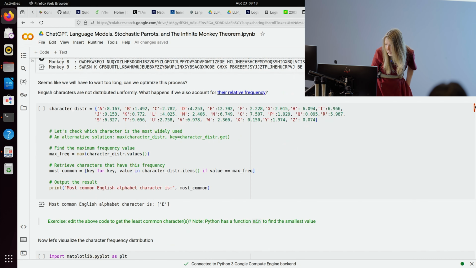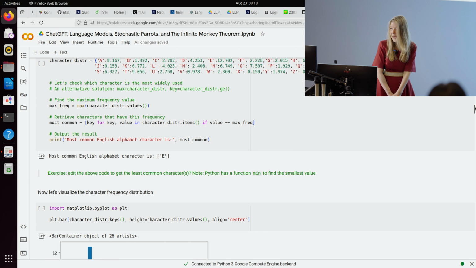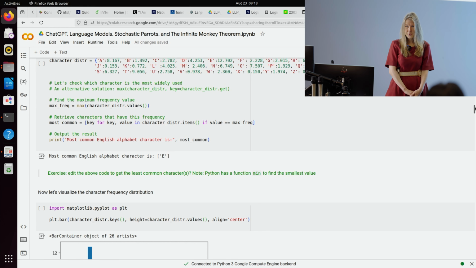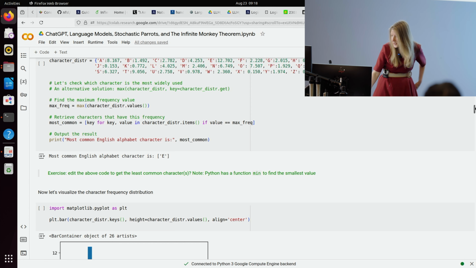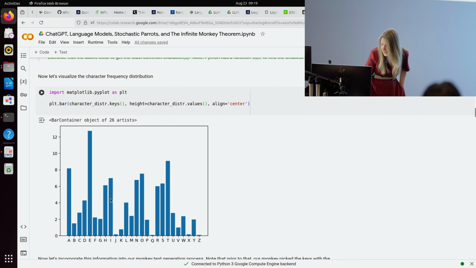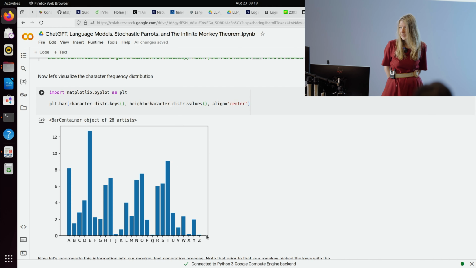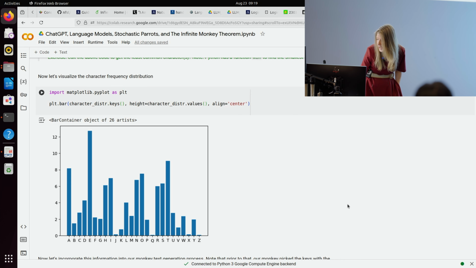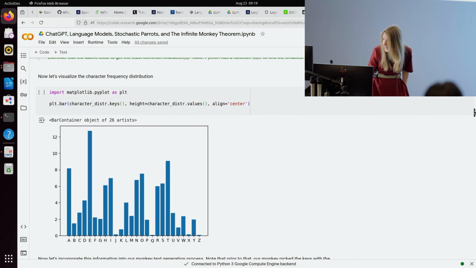We can also, using Python, visualize the distribution. We can use another external library called a plot. So we can now look at the distribution of the relative frequencies of the characters. You see that this is our E, the next one is T, then A, and so on. And the least frequent are Z, Q, J, etc. Okay? So now we need to incorporate this into our monkey generation process.